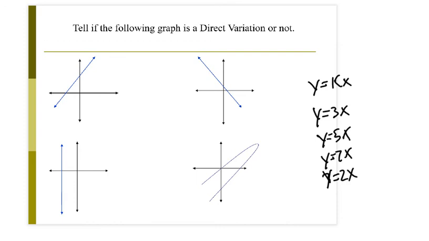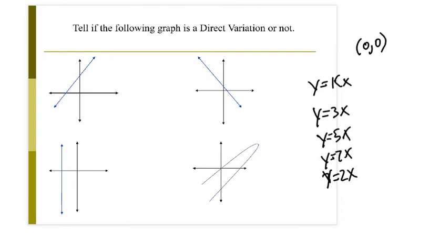2 times 0 is 0. So in other words, all of these are going to have 0, 0 as a coordinate. So the graph has to go through the origin if it's a direct variation. Looking at this graph, does it go through the origin? No. So it is not a direct variation.